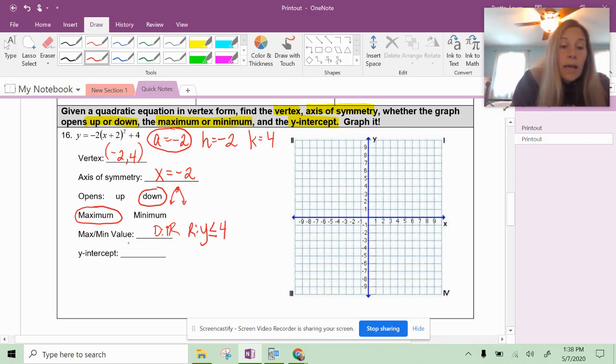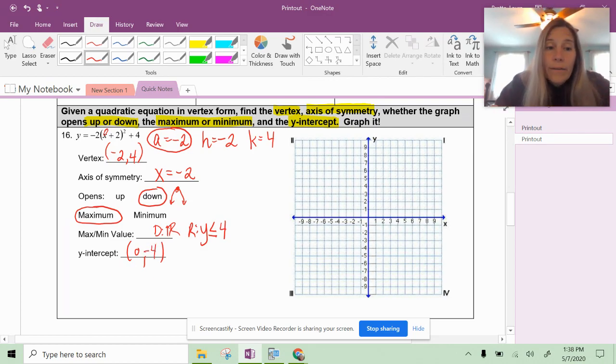And then your y-intercept is 0, what? So if you substitute a 0 in, what do you get for that y value? So you could just substitute the 0 in for x right here. Then you have 2 squared, which is 4. 4 times negative 2 is negative 8. Negative 8 plus 4 is negative 4.